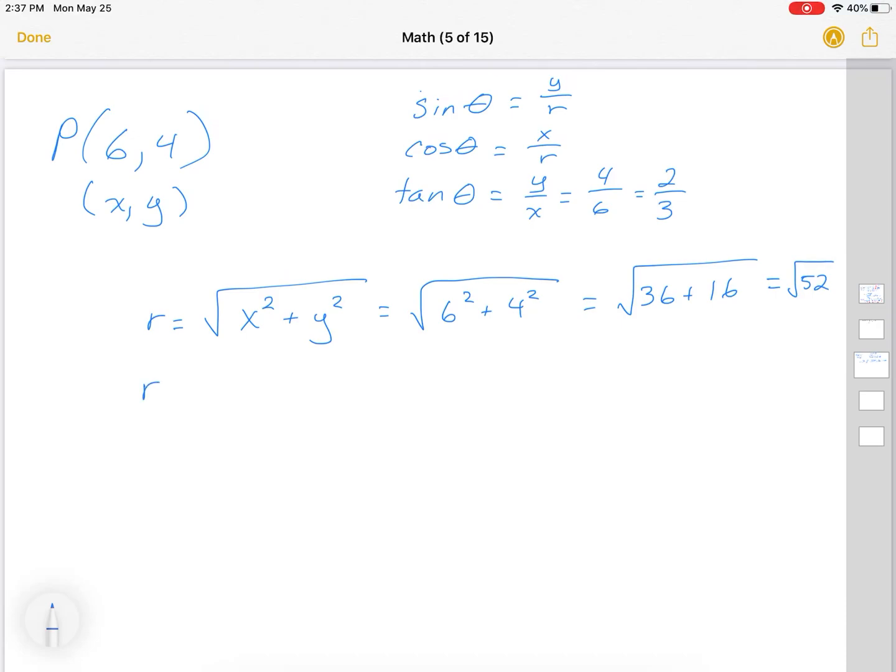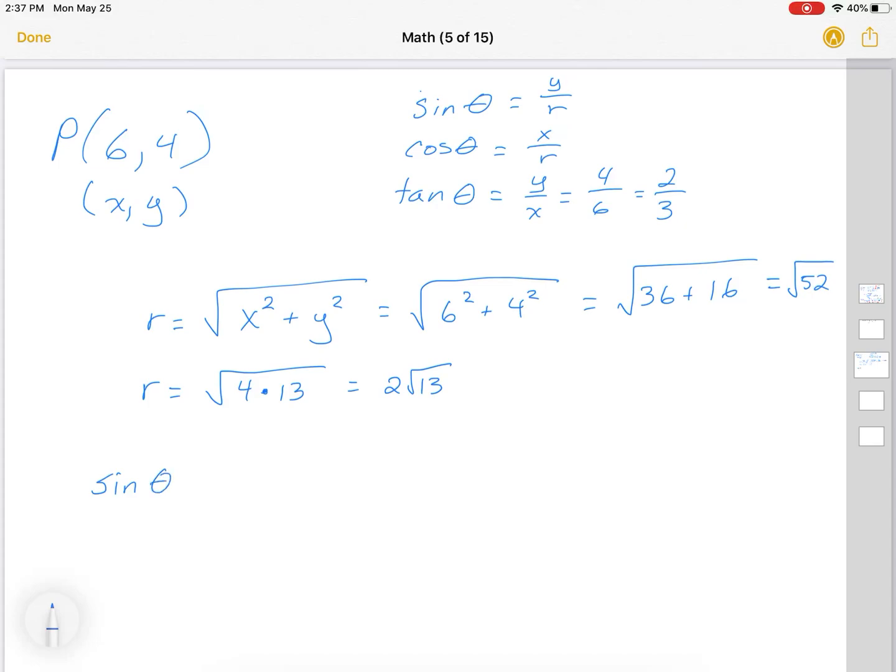Now, we can reduce that further. Root 52 is the same as 4 times 13. So I can write this as 2 root 13. And I'm going to do that because it's going to make things simpler.